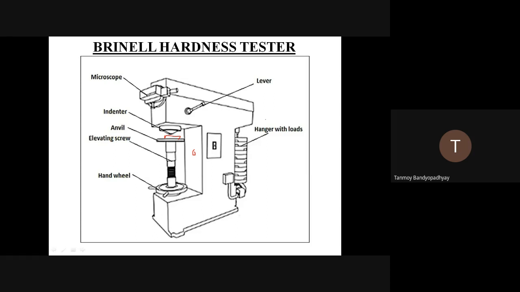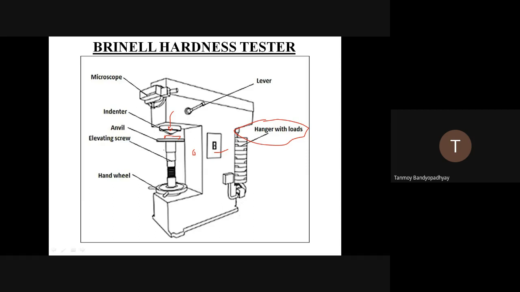And the load that I am applying, say suppose 100 kg of force, there is a certain hanger and pulley arrangement. Based on this pulley arrangement, we can set the load that I need to apply. If it's 10 kg of force, we can make some arrangements here, and then I can fix it to something say 100 kg of force, so that this 100 kg of force comes through this indenter. Once you rotate the hand wheel, the elevating screw goes up, and the test specimen gets in touch with the indenter.